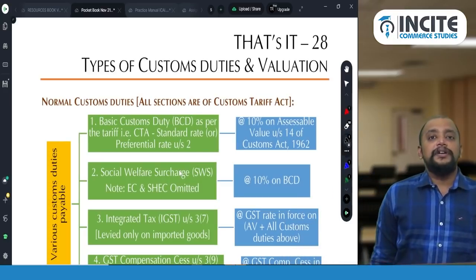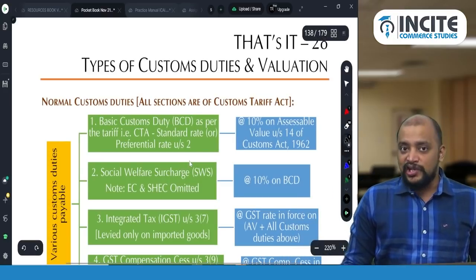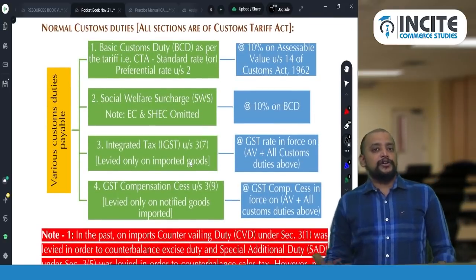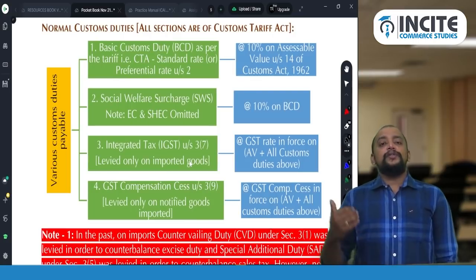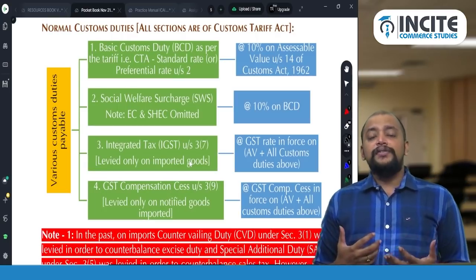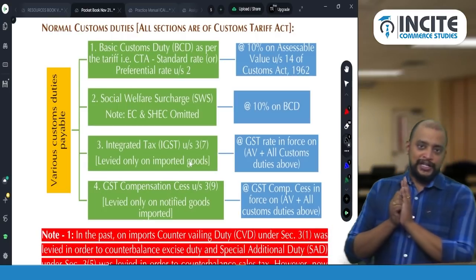And then we have integrated tax, that is IGST, which is payable at the rate given in the question. So 12% or 18% as the case may be. And while computing GST, remember, you need to add customs duty. Why do we need to add customs duty while computing GST?